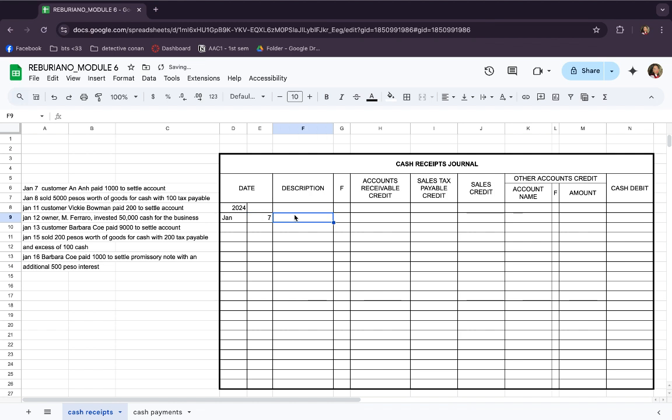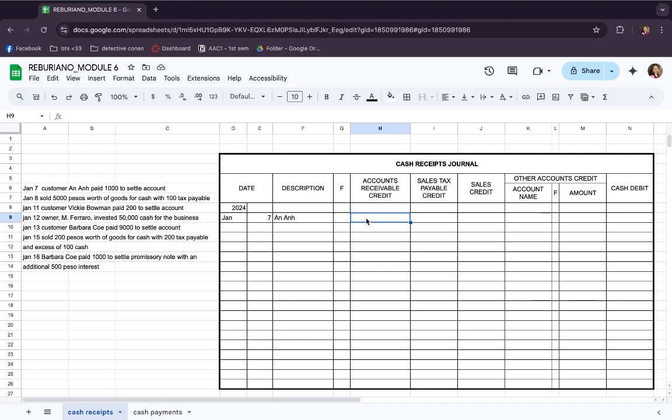For January 7, customer An paid 1,000 pesos to settle her account. So our description doesn't have to be very long. We can just put An, the name of the customer who owes us. Then remember that for every debit there should be a corresponding credit. The thing about the cash receipts journal is that the account titles we will use are almost ready. We will just input the accounts.